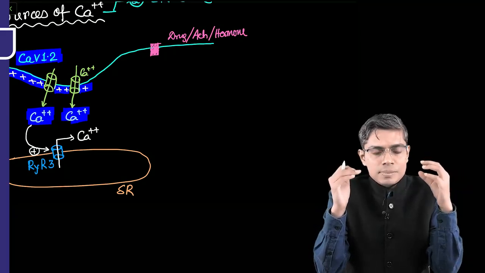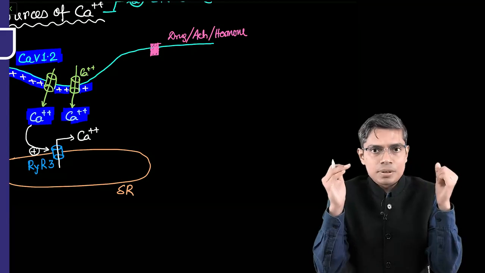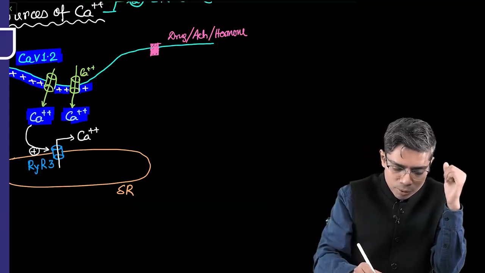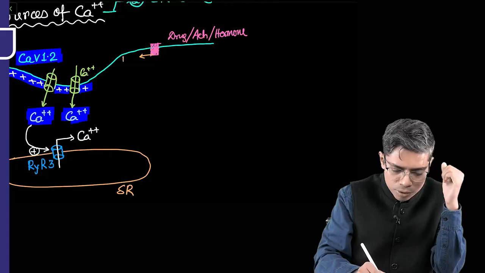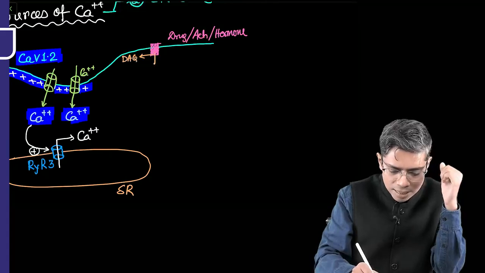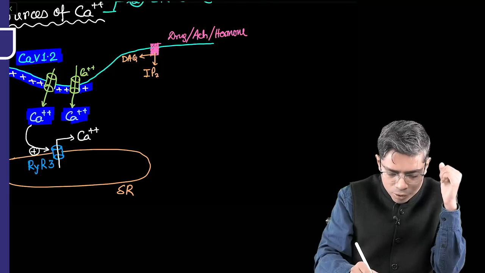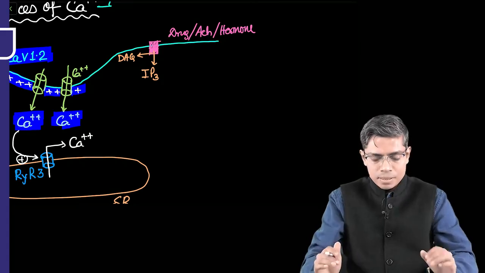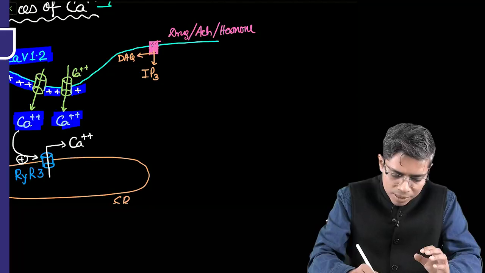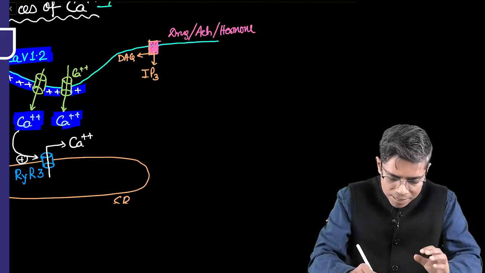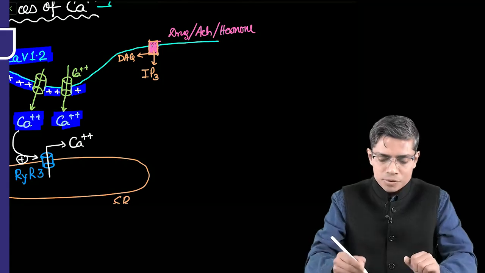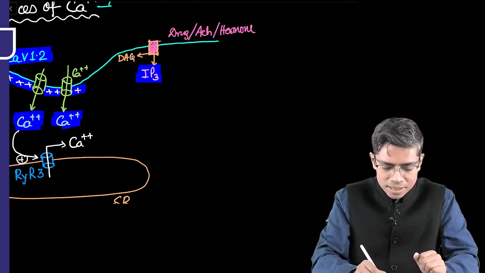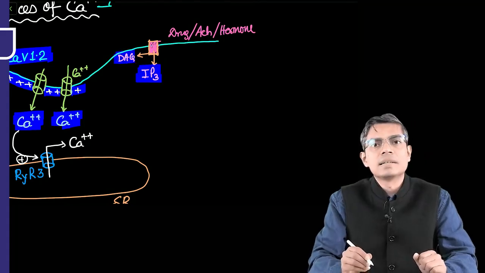Now, sometimes if you activate this receptor, there will be production of a second messenger, and one of the second messenger systems we know is going to produce DAG and IP3. This second messenger system we are going to discuss in endocrine physiology, but for the time being remember that whenever you stimulate this receptor, it being a G protein coupled receptor, it produces a second messenger system generating inositol triphosphate and diacylglycerol.